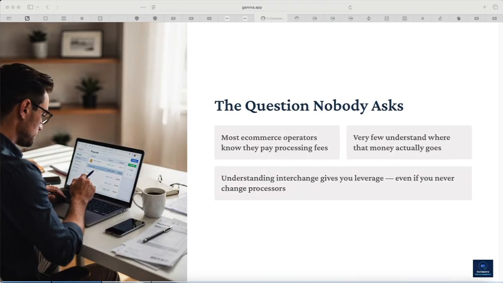Now, here's something that I find quite remarkable. Most e-commerce operators can tell you their revenue, their cost of goods, their ad spend, their return rate, but ask them where their processing fees actually go, and most of them have no idea. They know they are paying something. They just don't know who is getting it or why. And that gap in understanding is exactly what processors count on, because the moment you understand how interchange works, you have real leverage in every conversation about your processing costs, even if you never switch processors at all.